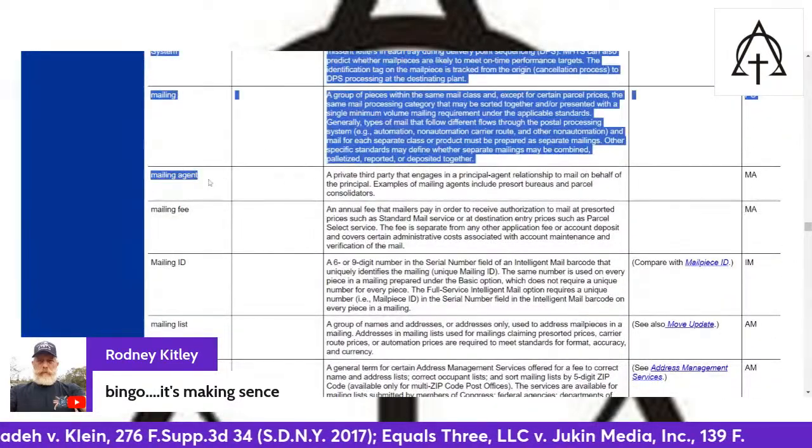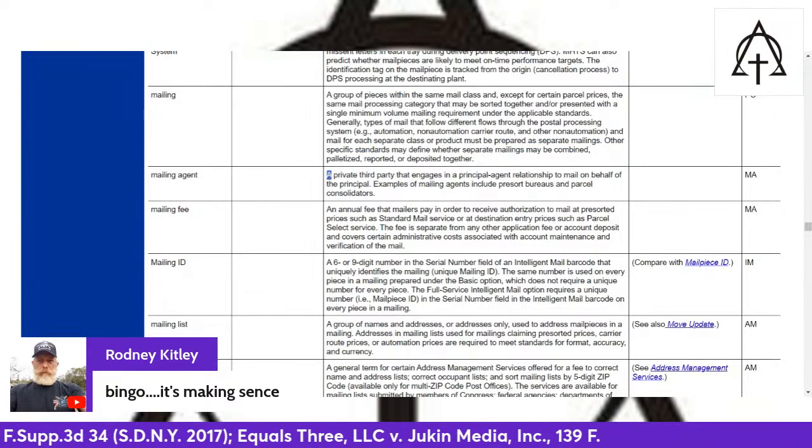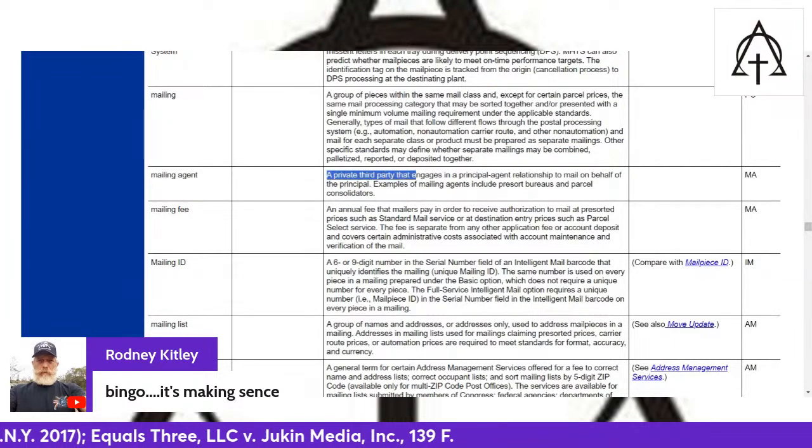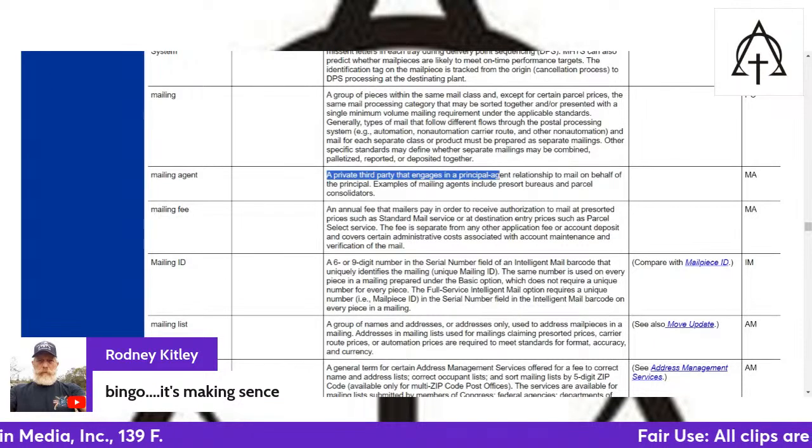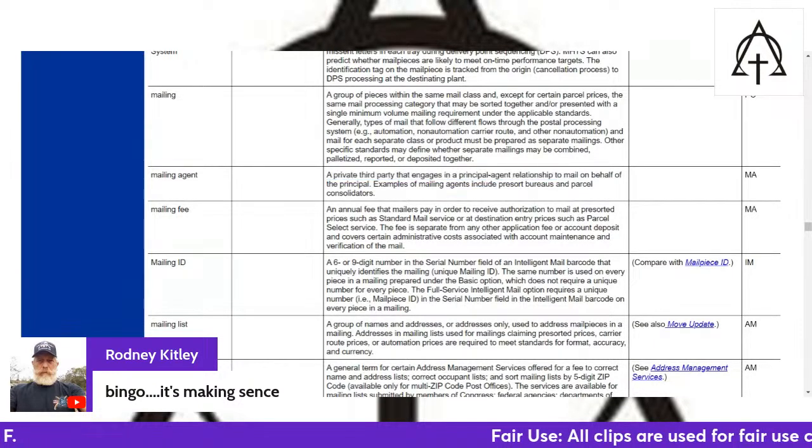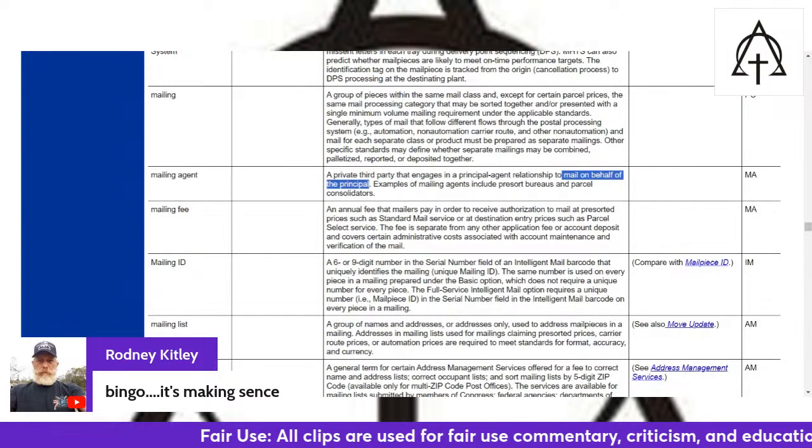Mailing agent, a private third party that engages in a principal agent relationship to mail on behalf of the principal.